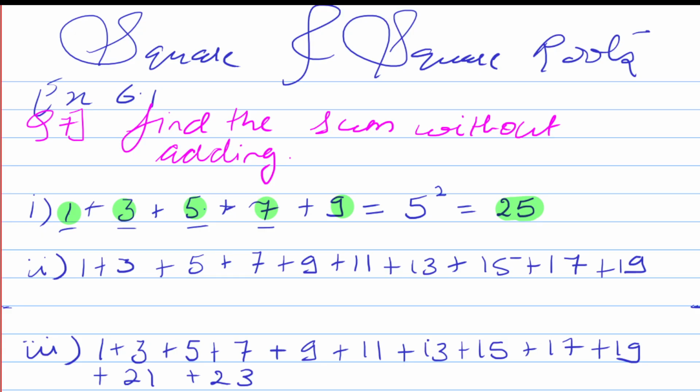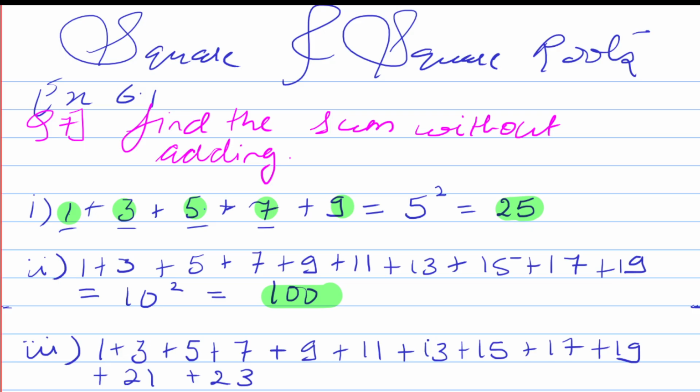Let's do the same process for the next one. Let's do the checks. Are the numbers starting from 1? Yes. Are they all consecutive odd numbers? Yes. Next thing we have to do is simply count the number of odd numbers. 1, 2, 3, 4, 5, 6, 7, 8, 9 and 10. 10 odd numbers. Their sum will be 10 square. 10 square is 100. And that is your final answer.